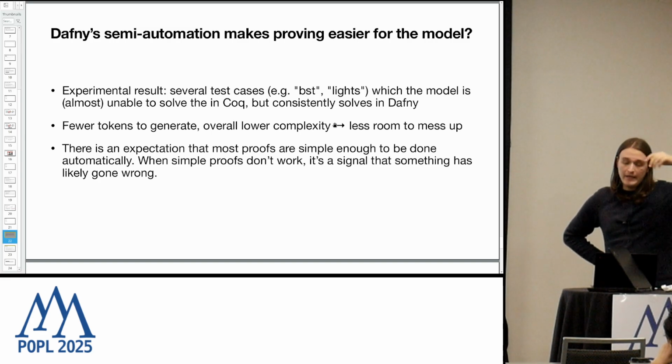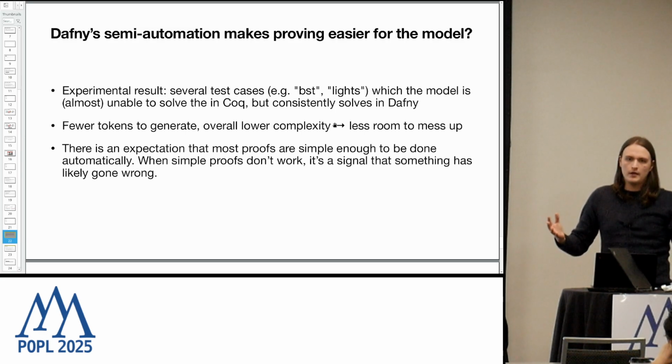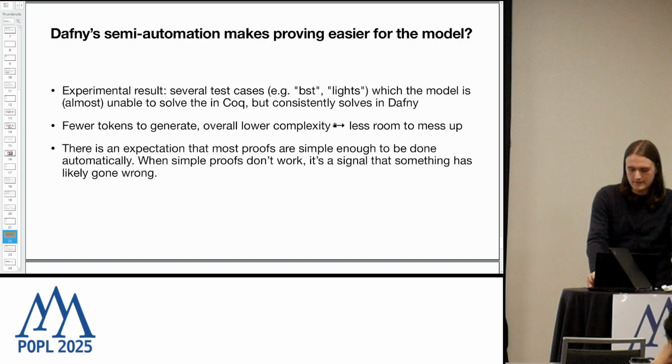So in Dafny, this heuristic seems to be right in many cases, because if your proof isn't simple, it's likely that your code is wrong. This is not the case in Coq. In Coq, it's often the case that the proof is just too hard, and so we will needlessly backtrack and backtrack and backtrack, leading to this poor performance.